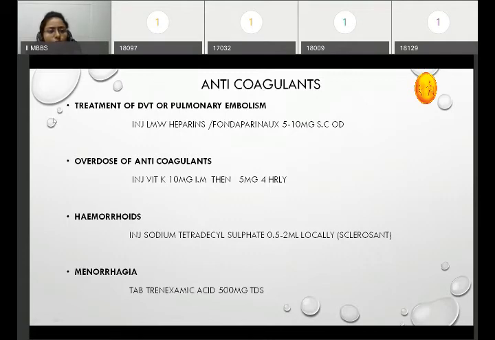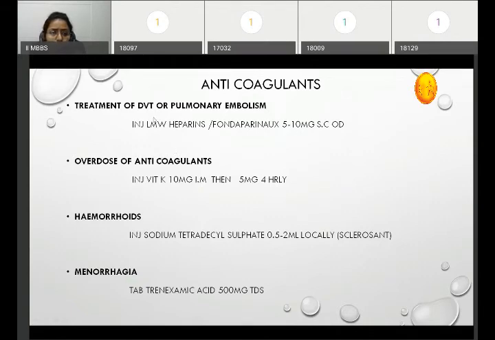Okay, so where you can use the anticoagulant drugs. The first condition is treatment of DVT or pulmonary embolism. What is DVT? That is deep vein thrombosis. In these cases, you have to give an anticoagulant drug as the first line. So your injectable low molecular weight heparin or fondaparinux is given in the dose of 5 to 10 milligram, and all these anticoagulants are given by subcutaneous route and OD, and then repeated 4 hourly or 6 hourly.